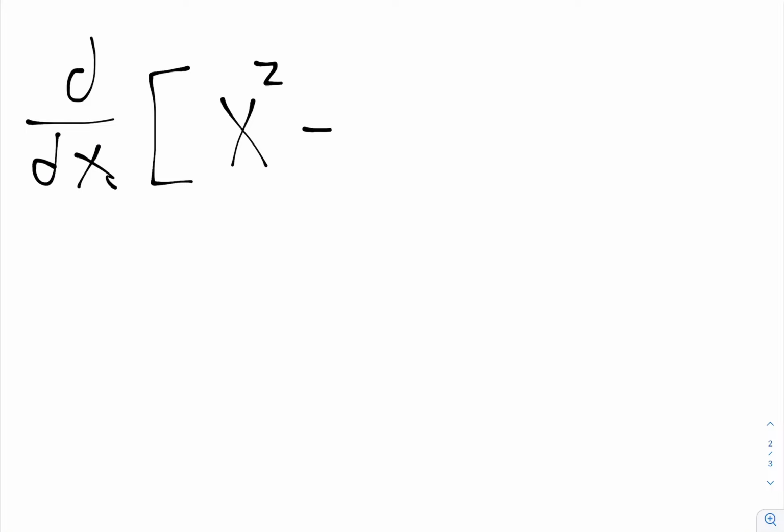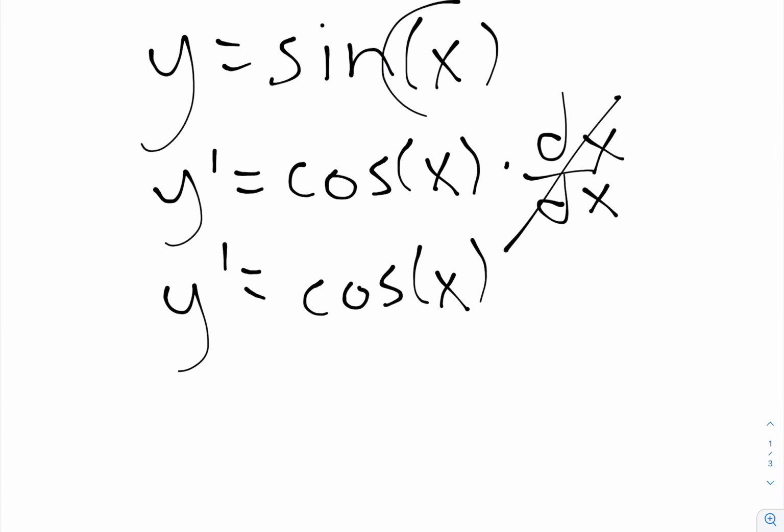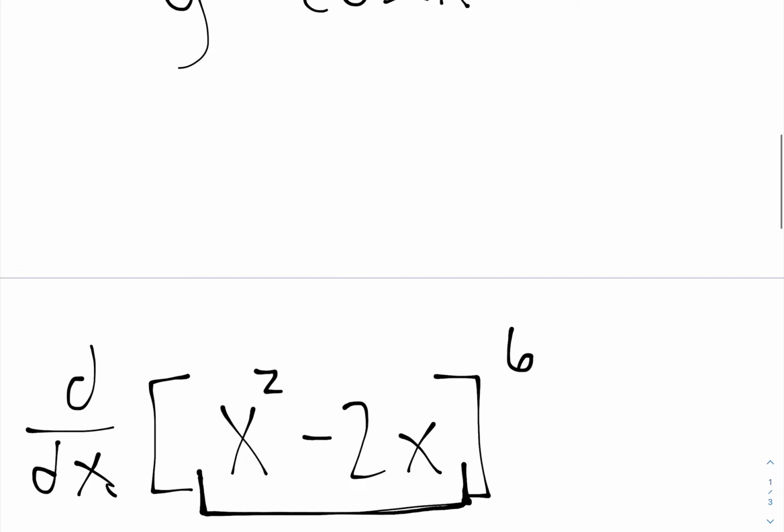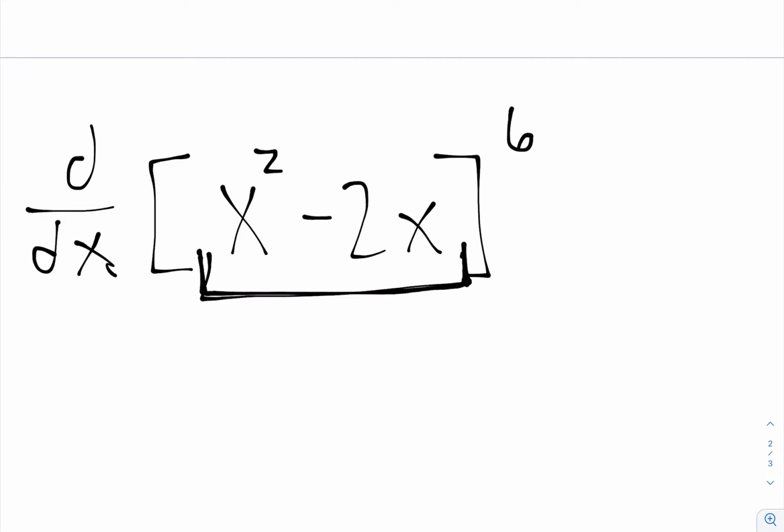So let's say we're taking the derivative with respect to x of x squared minus 2x, all to the power of 6. Anytime you have a question like this set up, you always think of whatever's in the brackets as your inside. For the trig functions with the cosine and the sine, your inside was what's in the brackets. For polynomials, your inside is what's in the brackets. So the 6 is hanging on the outside. Your inside is going to be x squared minus 2x, and we're going to treat it as if it's one thing.